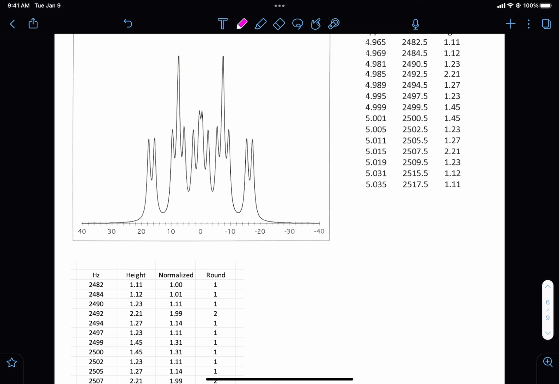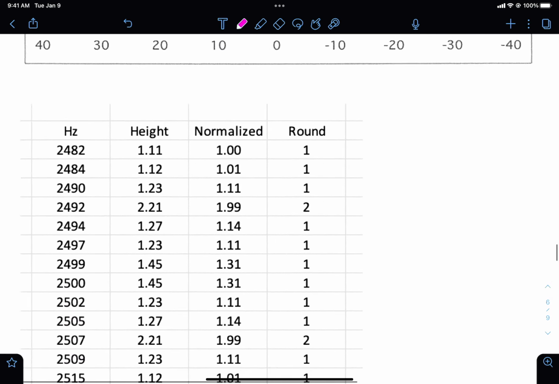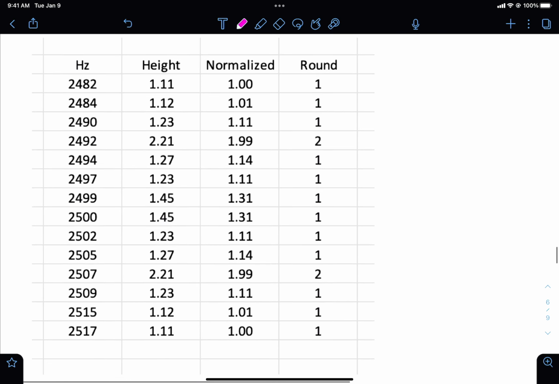So I took our hertz, our signals and our heights, and I normalized them again. The 1.11 is the smallest height, so I divided everything by 1.11. And when I do that, what we clearly see is we've got things that are closer to 1, and we've got things that are closer to 2. We've got a couple of 1.99s there. So then I rounded everything, and we get to our general integrations.